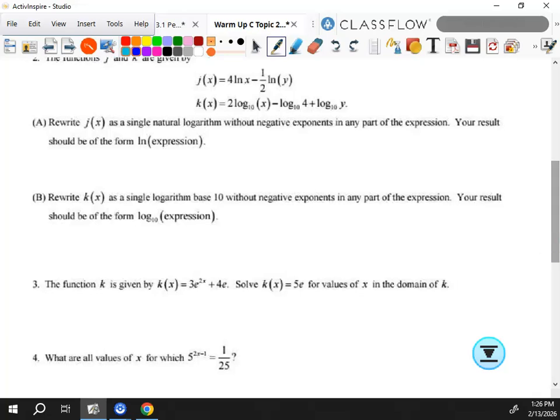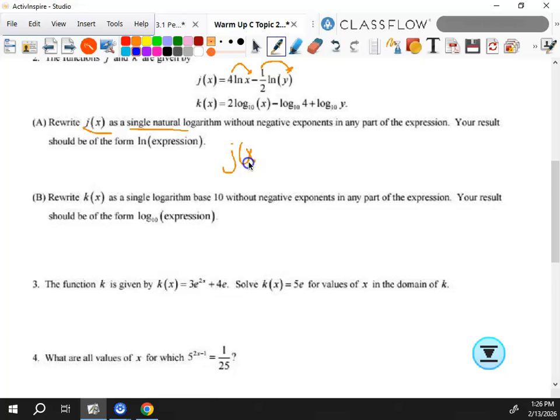These down here, I think the best way to attack this is to do them kind of all in one step so that you don't lose anything along the way. We want to write j of x as a single logarithm. So this 4 can become an exponent. This 1/2 becomes an exponent. We've got 2 logs, same base, that I'm subtracting.